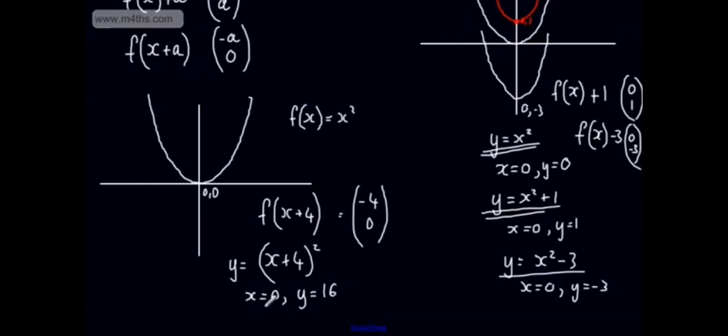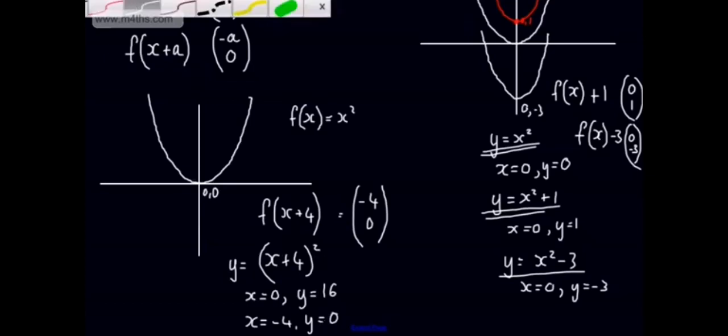So if I now consider when x is equal to minus 4, minus 4 plus 4 is 0. Y is going to be equal to 0. Hence why we move this now in the opposite direction to what you expected. So this point now is minus 4 comma 0. So all we've done is move that across.